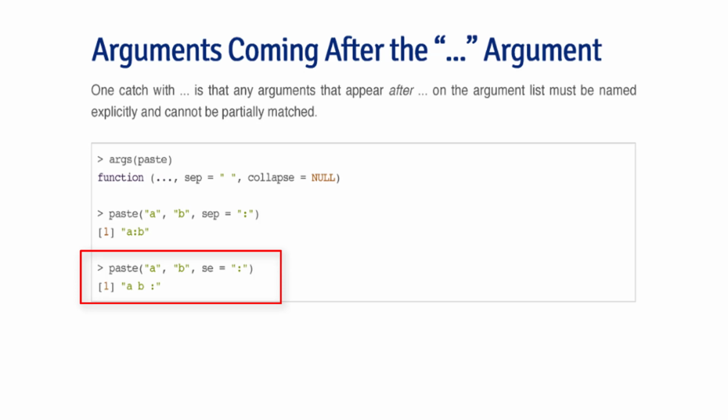So just be careful when you are using functions that have dot dot dot as an argument, that any arguments that appear after the 3 dots have to be named explicitly and in full.